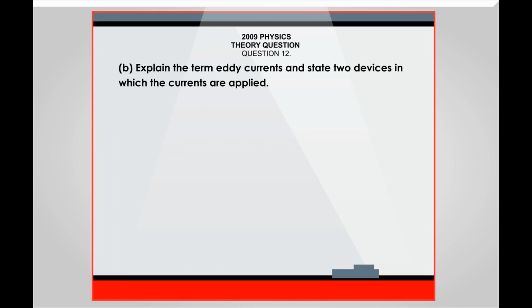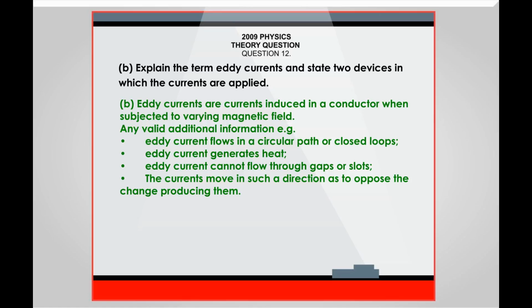B. Explain the term eddy currents and state 2 devices in which the currents are applied. Answer. Eddy currents are currents induced in a conductor when subjected to a varying magnetic field. Any valid additional information, for example: eddy current flows in a circular path or closed loops. Eddy currents generate heat. Eddy currents cannot flow through gaps or slots. The currents move in such a direction as to oppose the change producing them.